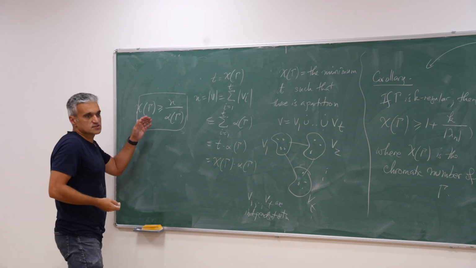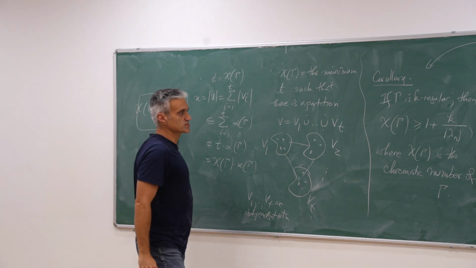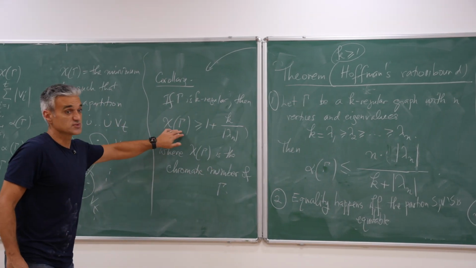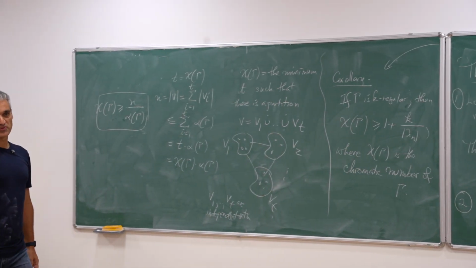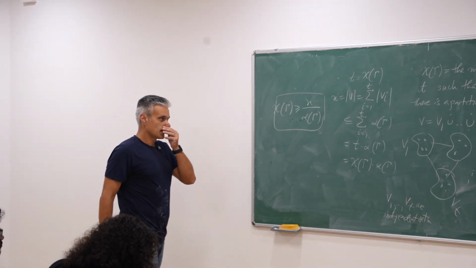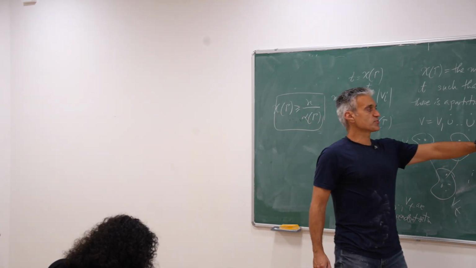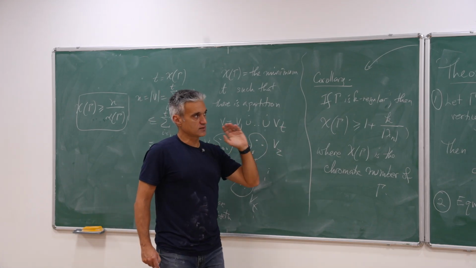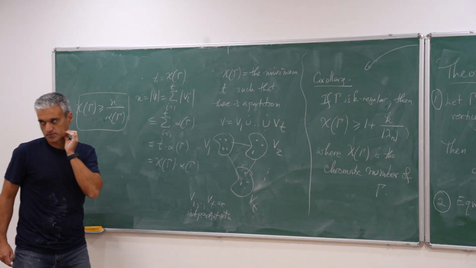This is a combinatorial inequality. If you use this inequality with the previous inequality, it gives you this bound. That's all. There's something more general here for graphs that are not necessarily regular, but I'm not going to do that right now. Okay.